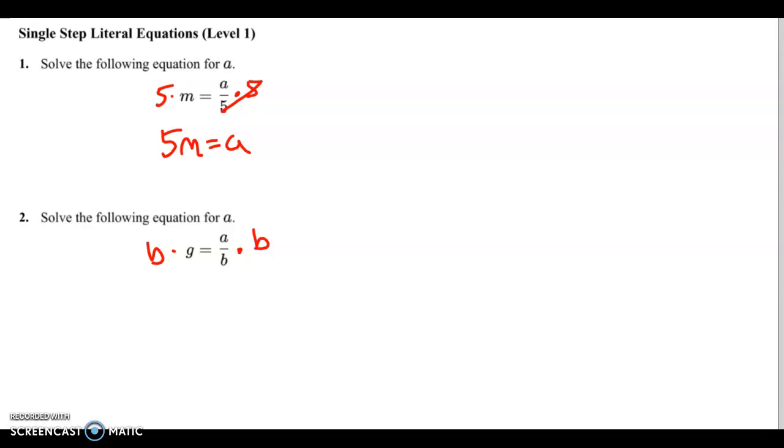Okay, so now once you multiply on the left side, you get b times g, which is bg, and on the right side, the two b's cancel out, leaving you with just a. And understand that the whole objective is to get that particular variable that we're looking for by itself. So we have a by itself in both 1 and 2. Okay, let's take a look at a few more examples.